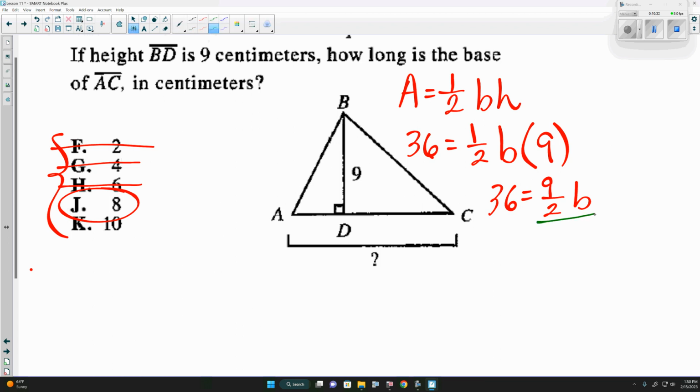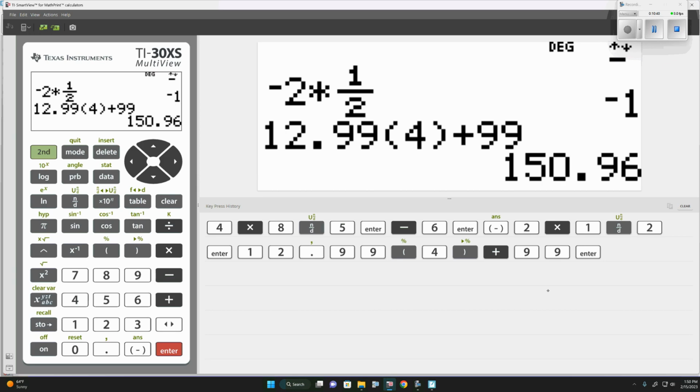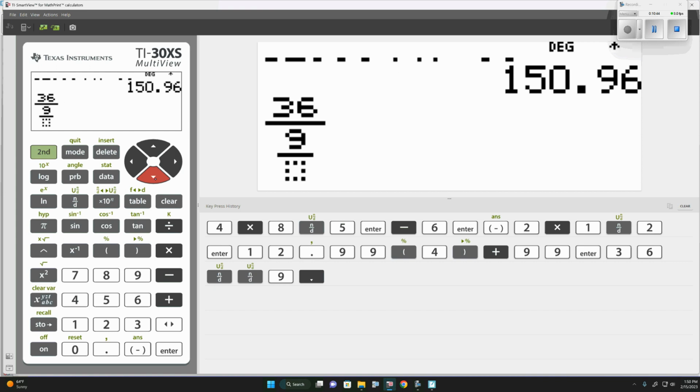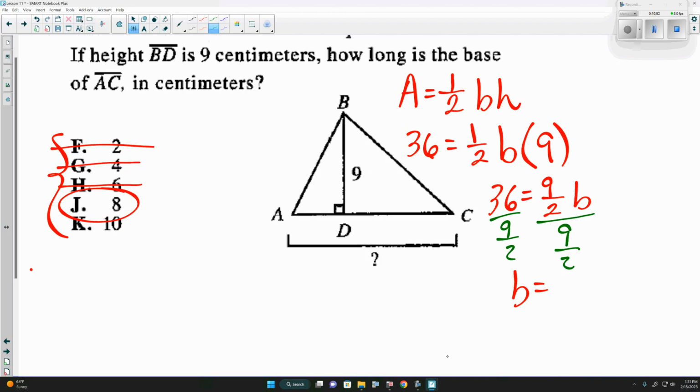At this point here, we can divide both sides by 9/2, or we could have multiplied both sides by 2/9. Now on the calculator, we can say 36 over 9/2 is 8. So the correct answer is 8.